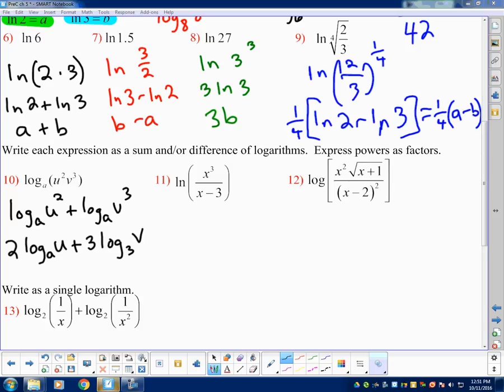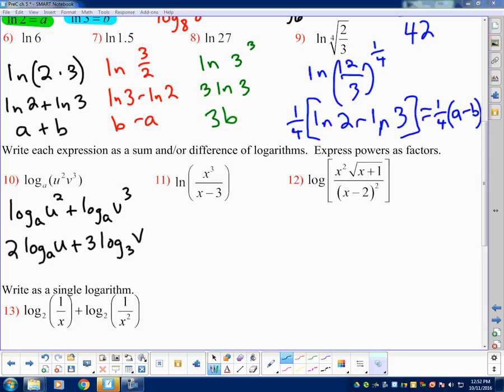And this is actually what we do in calculus. We'll take an expression like this, log base A of u squared v cubed, and write it in this way. And then we have a rule for finding the derivative of each term by term. And so that's probably what you'll use most often next year, what we just did.